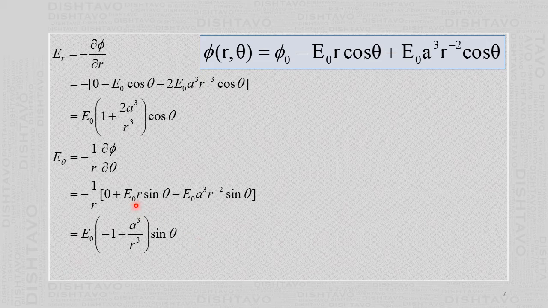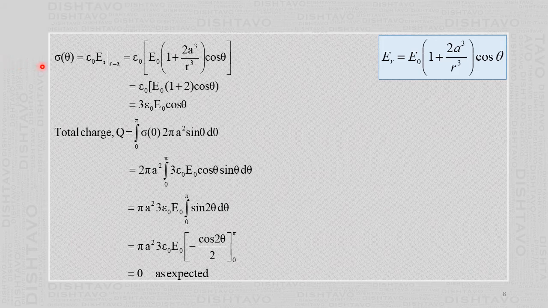So what remains there is here, this 1 r cancels. When you take 1 by r, 1 r cancel here, and this will become r raised to minus 3. So what remains inside is minus 1, and here a cube r raised to minus 3, which is a cube by r cube. So this is the theta component electric field, E naught into minus 1 plus a cube by r cube sine of theta.